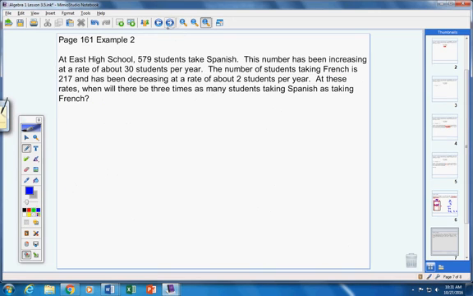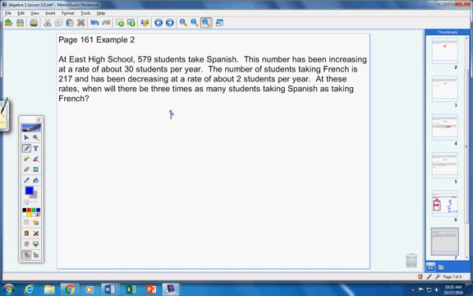Okay, problem number 2. This will be the hardest one we're going to do right here. At East High School, 579 students take Spanish. This number has been increasing at about 30 per year. Obviously, French is a less popular subject because there's only 217 and it's decreasing at a rate of 2 per year, okay? At these rates, when will there be 3 times as many students taking Spanish as taking French?